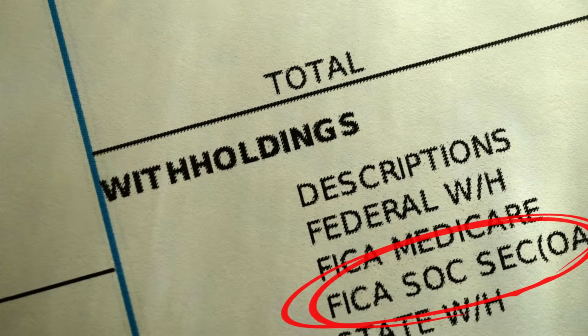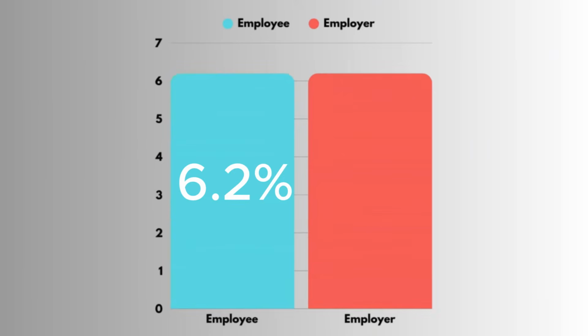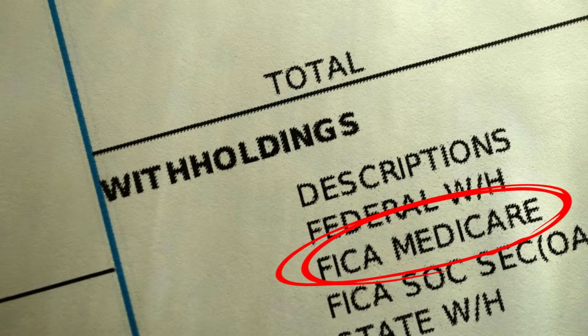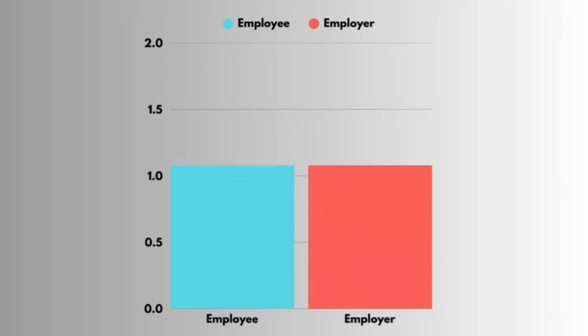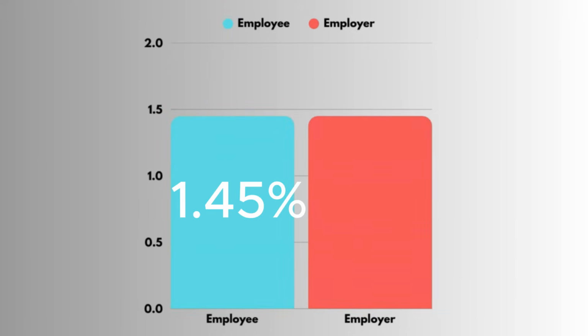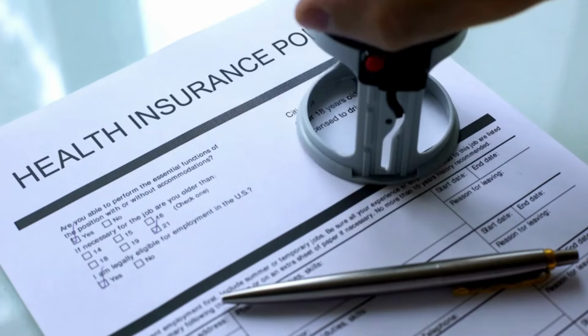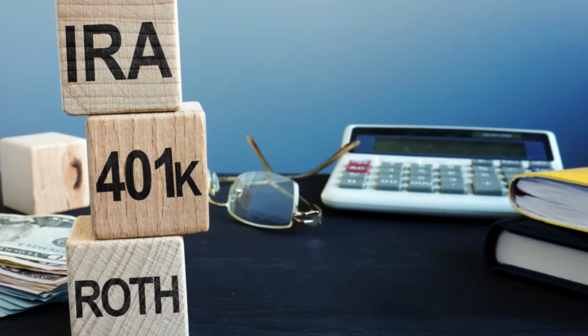Social Security tax goes to help people with disabilities and provides retirement money for older workers. The tax rate is 6.2% from your check and 6.2% from your employer. Medicare tax goes to paying for healthcare for the elderly. The rate for this tax is 1.45% from you and 1.45% from your employer. Other deductions depend on what you signed up for, like healthcare insurance or retirement plans like a 401k.